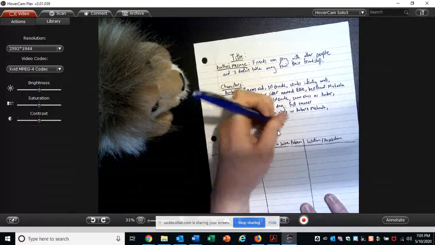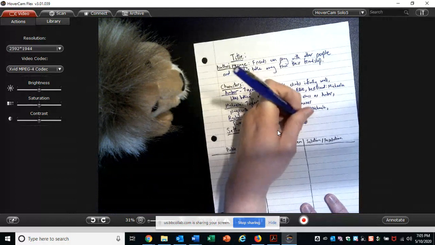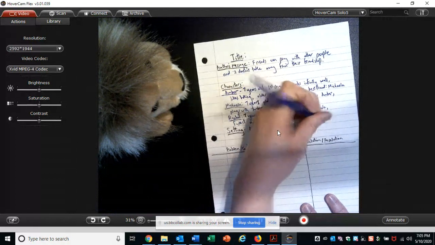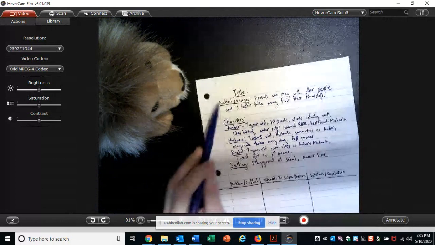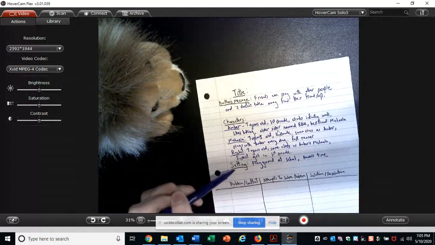Playground at school. And I'll say it's at recess time. All right, so I've got the message I want to teach. I have 3 characters, and I have where and when the story is going to happen.